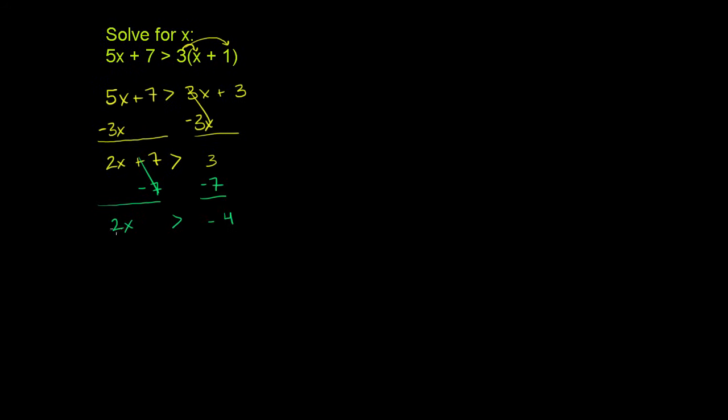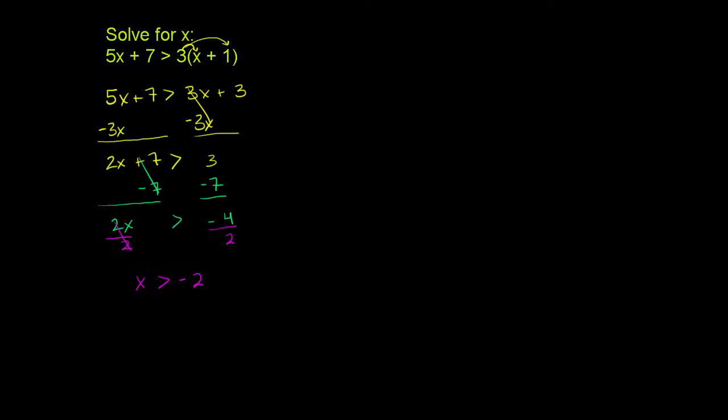And then let's see, we have 2x is greater than negative 4. If we just want an x over here, we can divide both sides by 2. Since 2 is a positive number, we don't have to swap the inequality. So let's just divide both sides by 2. And we get x is greater than negative 4 divided by 2 is negative 2.